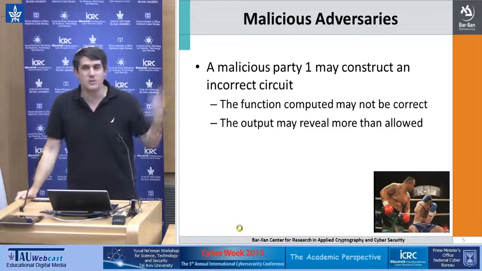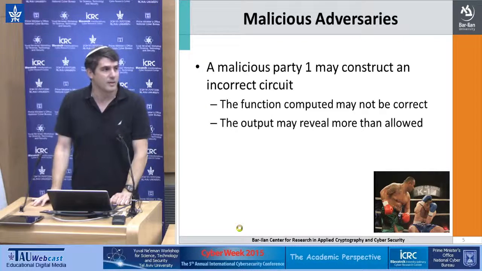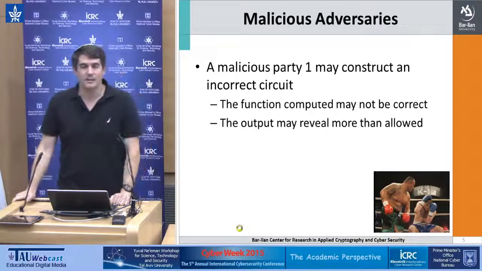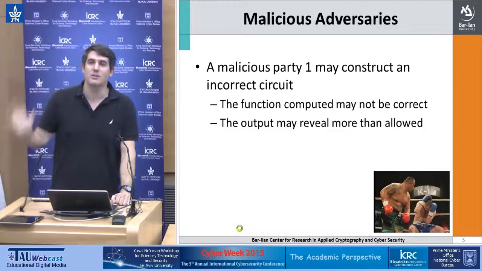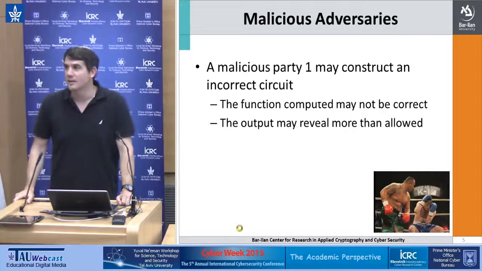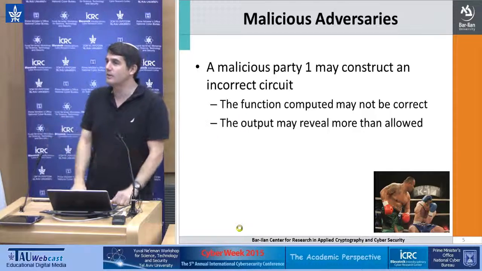So if Benny wants to use this to compute the set intersection of, say, our contacts, instead the function can check if there are some very interesting people on your contacts list and return that instead. And you'll actually have no idea that it's computing something completely different and it's revealing very important information.